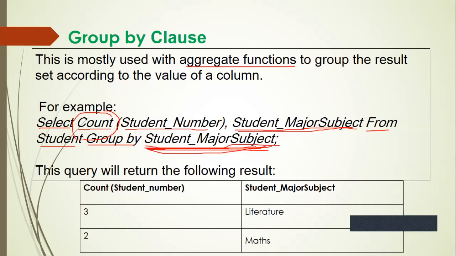Okay, so for literature, the count of the students is 3. So count counts the number of students, basically. It doesn't do sum, it just counts. The next is max, which is 2. That's what you're getting as output.